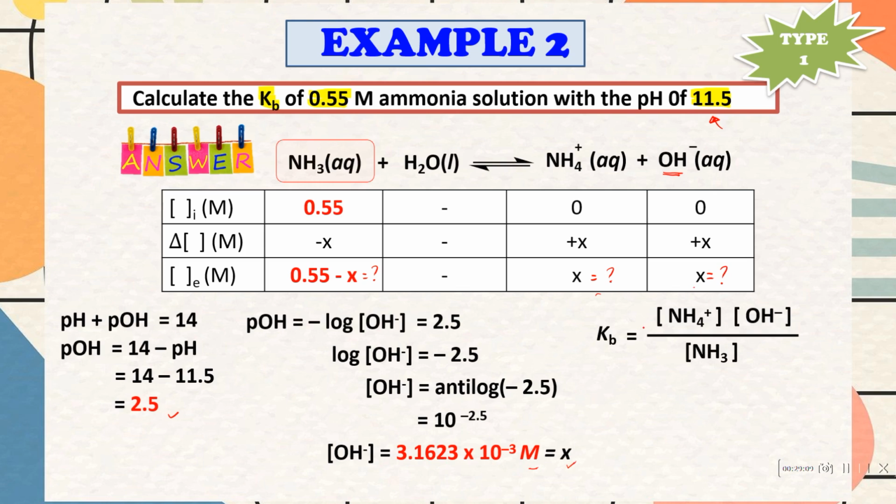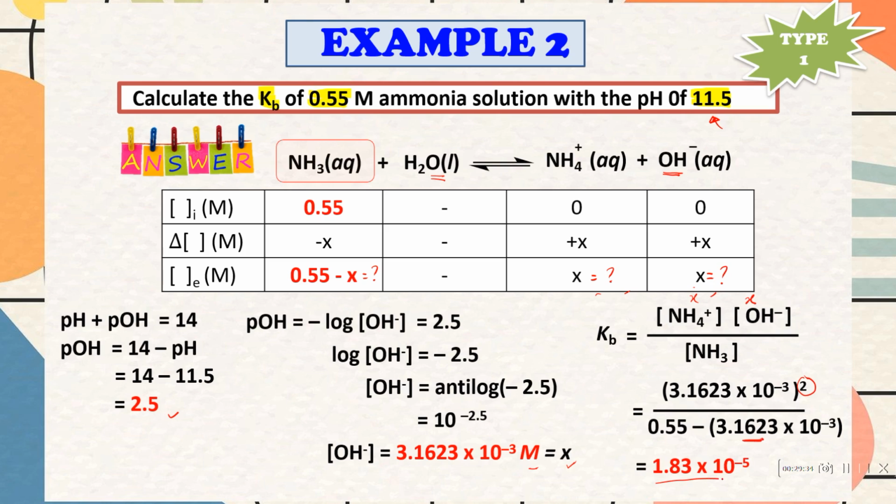Next, write the Kb expression. H2O is not included because it's liquid. Next, substitute the value of X here. Because this is X, that's why it becomes X squared. For the concentration of NH3 at equilibrium, 0.55 minus X. And finally, you'll get this, 1.83 times 10 power negative 5. And remember, Kb also has no unit.